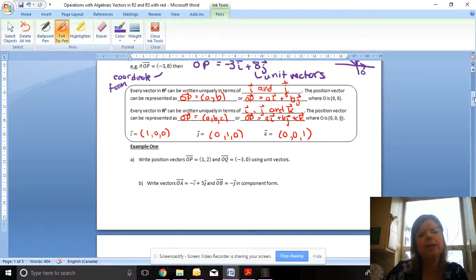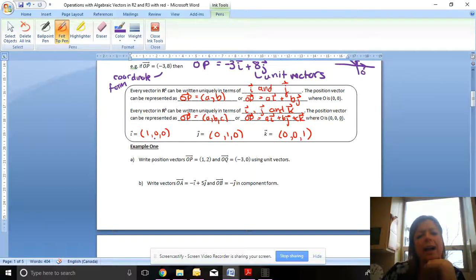Every vector in R2 can be written uniquely in terms of i and j. The position vector can be represented as OP equals (a, b), or as OP equals ai plus bj, where O is the origin. So in R3, it can be written with i, j, and k, where the position vector is (a, b, c), or ai plus bj plus ck.